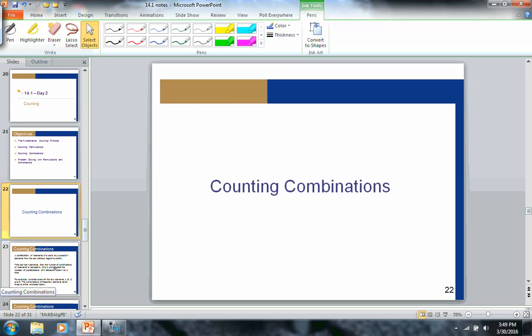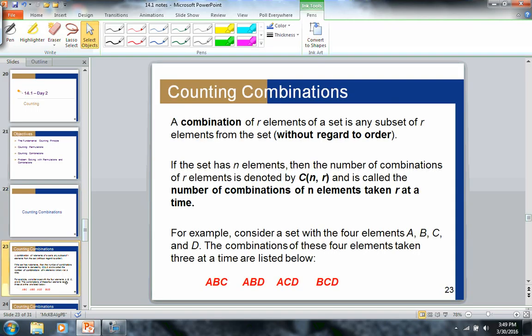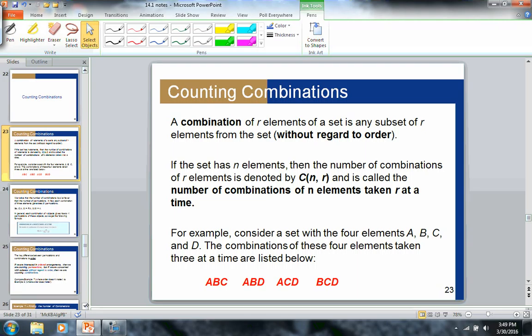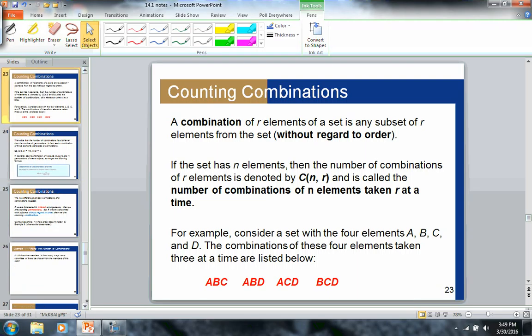Okay, so when we're dealing with combinations, this is when order does not matter. So that means that if you have AB and BA, they're the exact same thing. It doesn't matter if A comes first or if B comes first, as long as A and B are together. That counts as one combination.